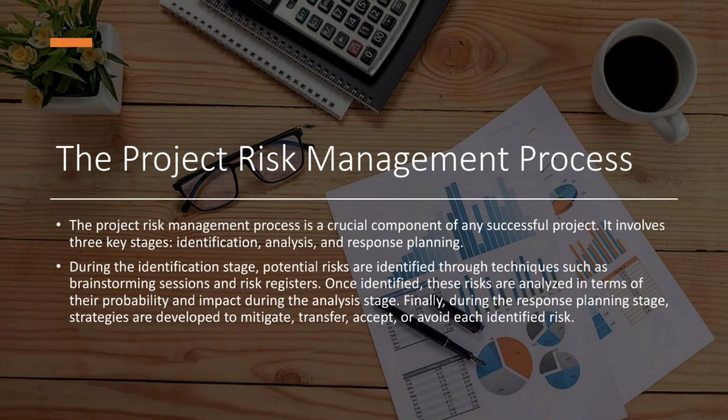The project risk management process. The project risk management process is a crucial component of any successful project. It involves three key stages: identification, analysis, and response planning. During the identification stage, potential risks are identified through techniques such as brainstorming sessions and risk registers. Once identified, these risks are analyzed in terms of their probability and impact during the analysis stage. Finally, during the response planning stage, strategies are developed to mitigate, transfer, accept, or avoid each identified risk.